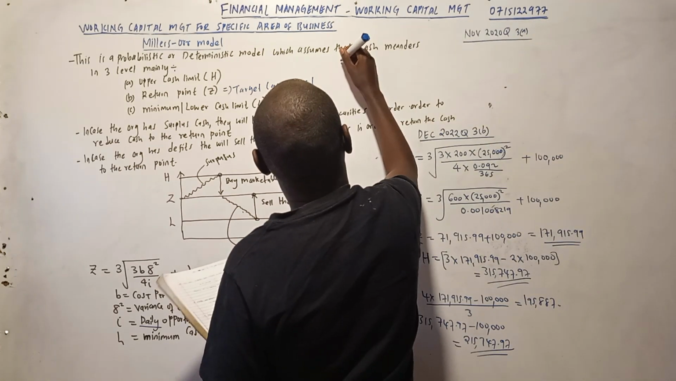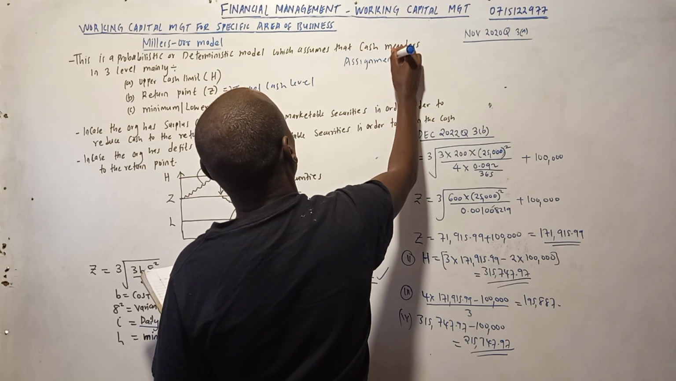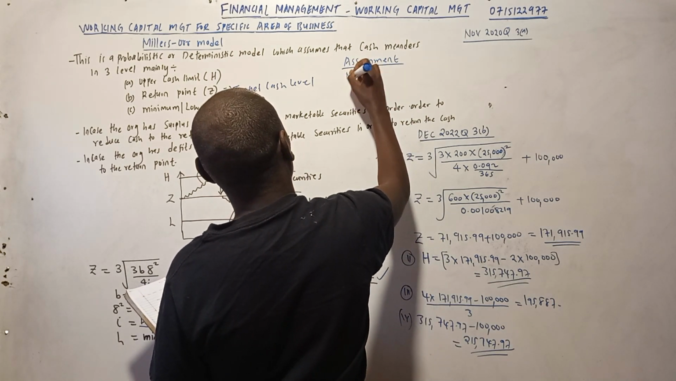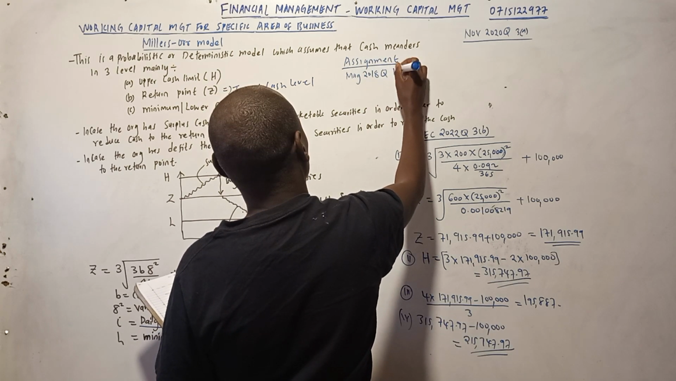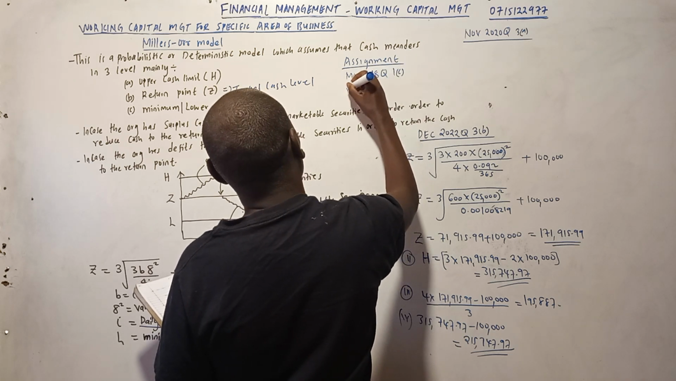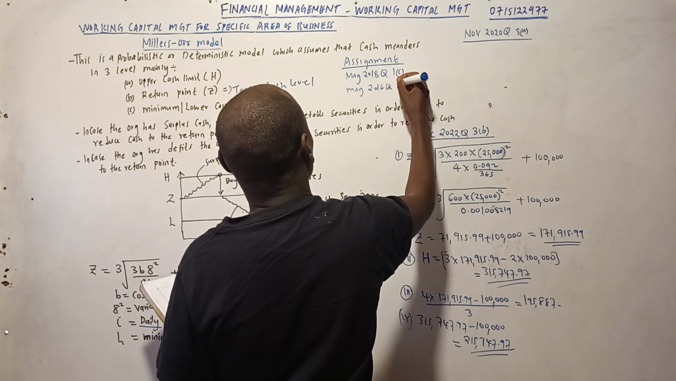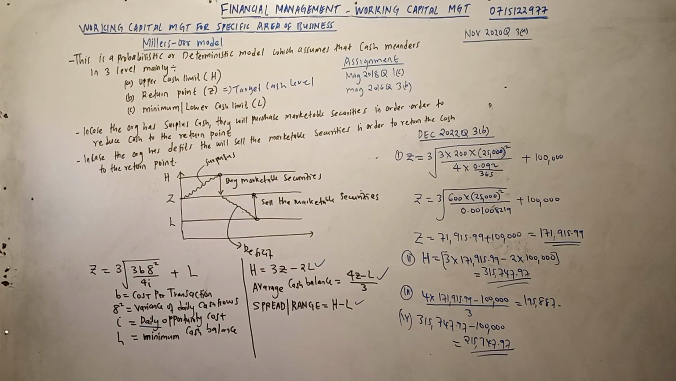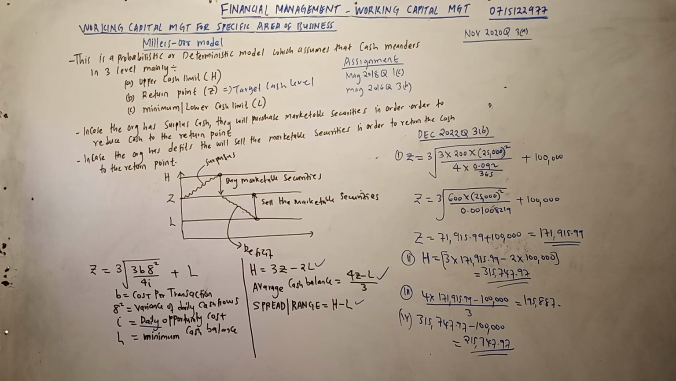Then assignment. So ndafanya hiyo. But your assignment: May 2018 question 1C, then May 2016 question 3B. So mtafanya ile, then you shall have the 2 assignments in that order. So naenda November 2020.